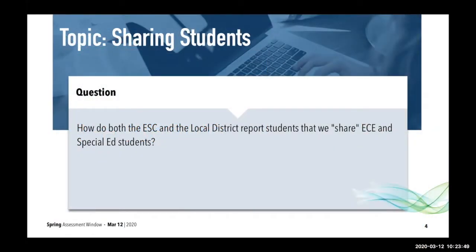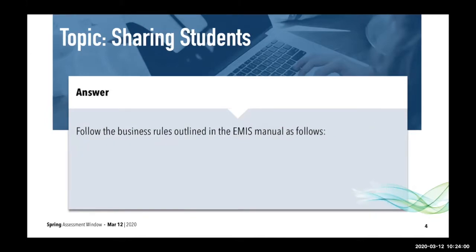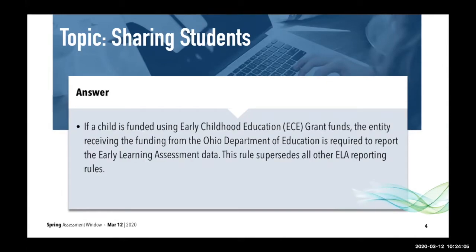But what I would like to do is take you through on our end what we would expect to see when data is reported, either through EMIS or EAS. We're going to follow the business rules that are outlined in the EMIS manual. So that EMIS manual indicates that for a child funded using that early childhood education or the ECE grant, the entity that's receiving the funding is the entity that is required to report that ELA data.